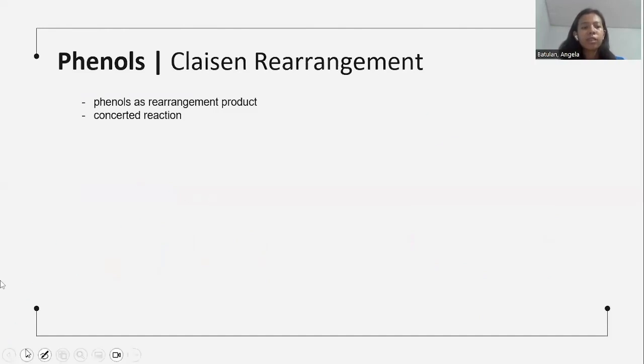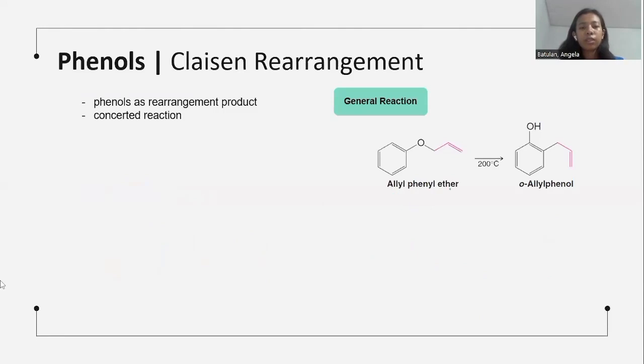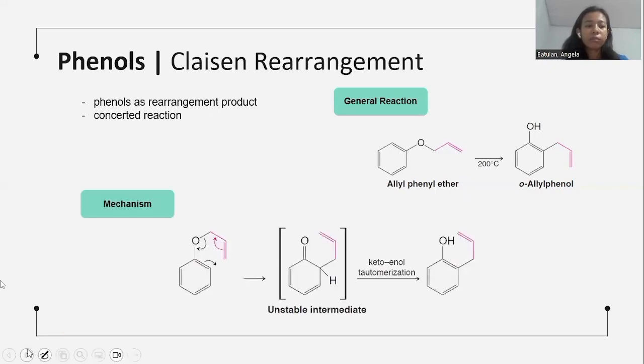Yung reactant sa Claisen rearrangement, yung allyl phenyl ether, can rearrange to form a phenol or specifically yung ortho-allyl phenol. So, concerted reaction siya, tsaka intramolecular. So, yung bond breakage and bond formation happen simultaneously and it is within the compound only. So, ayan. Bale, 6 electrons dito. Naglilipat-lipat, nag-rearrange. Nagkakaroon ng tautomerization to form this ortho-allyl phenol.